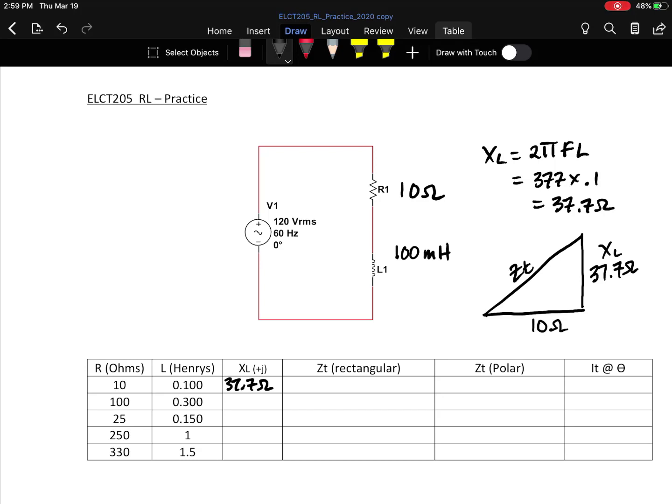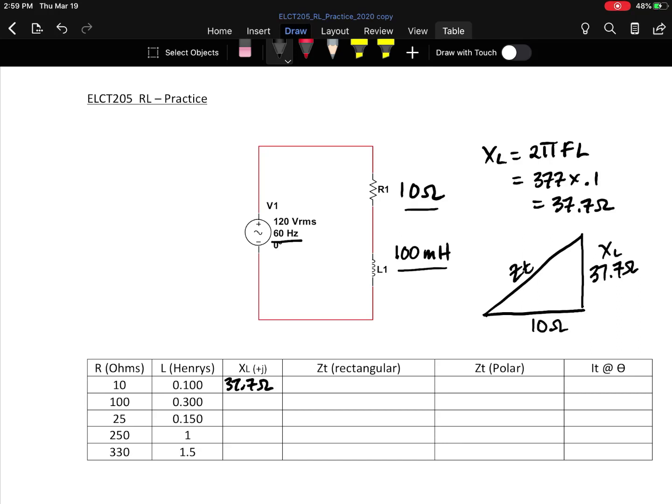So if we're looking at this, the first thing we're going to do is look at the values given in the first part of the table, and I've labeled them in the schematic above here. That's 10 ohms for the resistor, and then 100 millihenries for the inductor, a 0.1 henry value. Then I'm going to use the frequency, which is given as 60 hertz from the source here. You can see a 60 hertz source. I'll use my XL equation to determine the value of XL, so I've got 37.7 ohms for XL here.